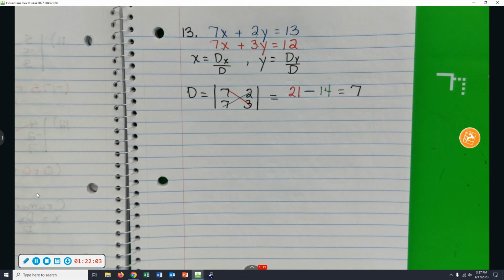Now, so you start off by finding the determinant of the coefficient matrix.